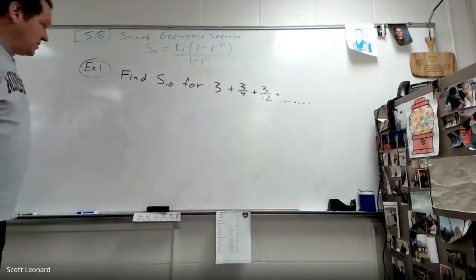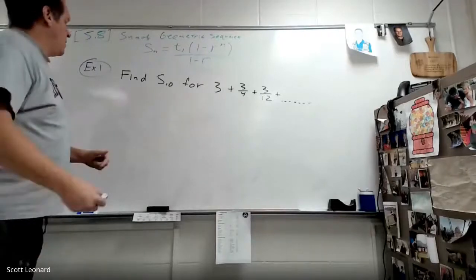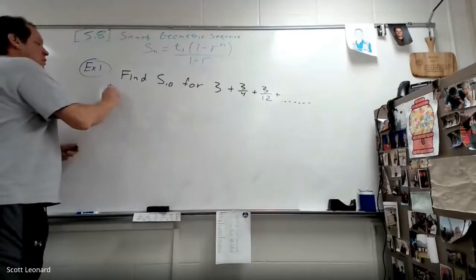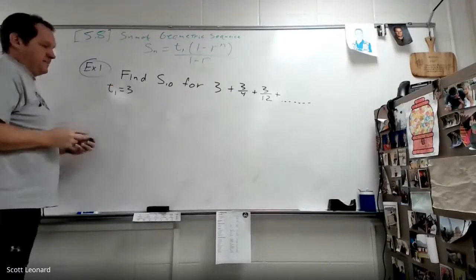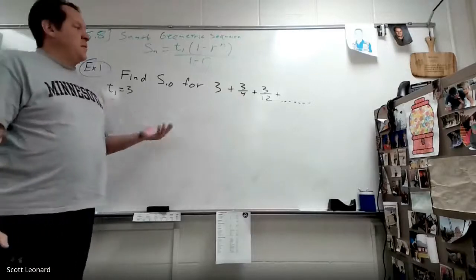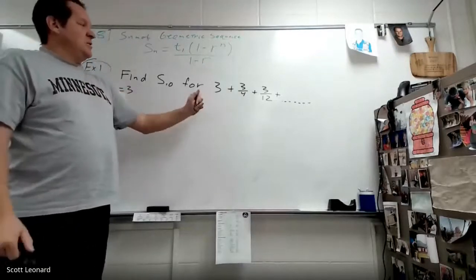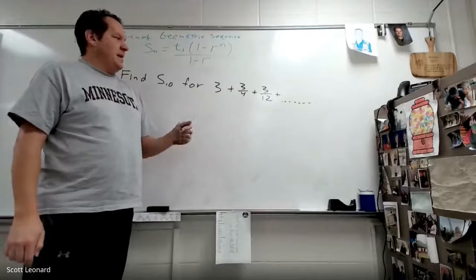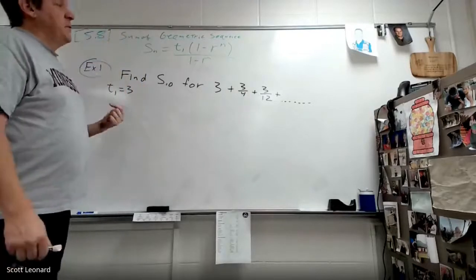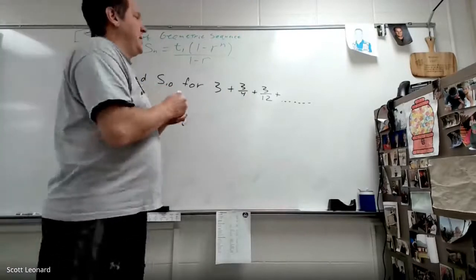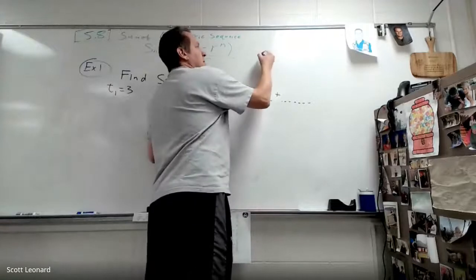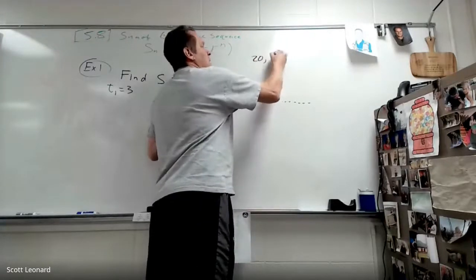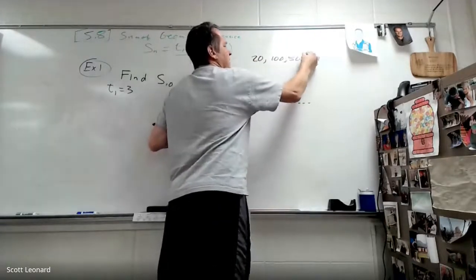Now, the first term is easy to find. We have no issue with that. T1 equals 3. Now, all the problems I've given you before this, finding the R value has been pretty easy, but we got fractions here, and that throws some people off. If you remember from the first day of geometric sequence, I gave you a problem. It was 20, 100, 500, and so on.